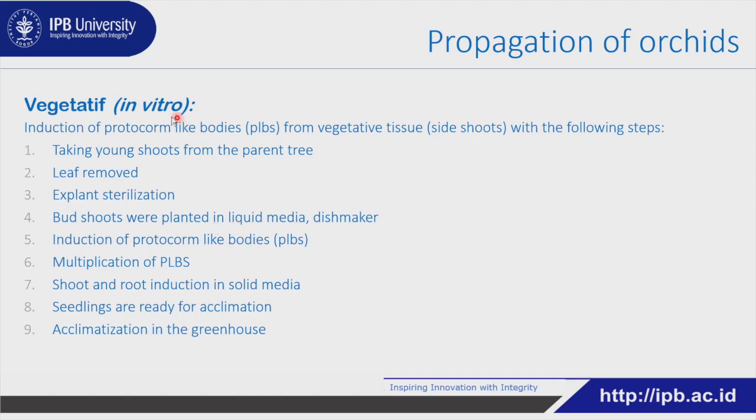How do we do that? We take young shoots from the parent plant, and then we remove the leaf and do the explant sterilization, and then blend it in the liquid media, and after that we induce the protocorm-like bodies, multiplication of the protocorm-like bodies, and shoot and root induction in solid media, and then we get the PLB that are ready to be acclimatized, and then we do acclimatization in the greenhouse.